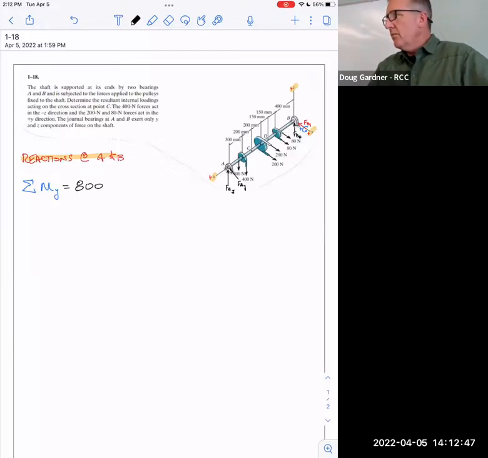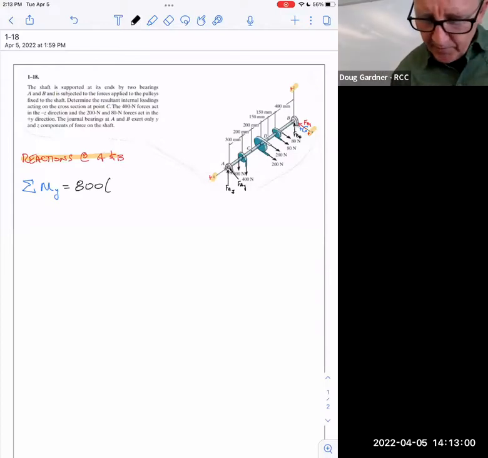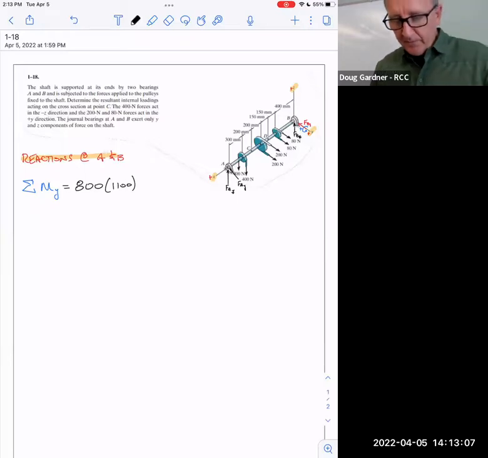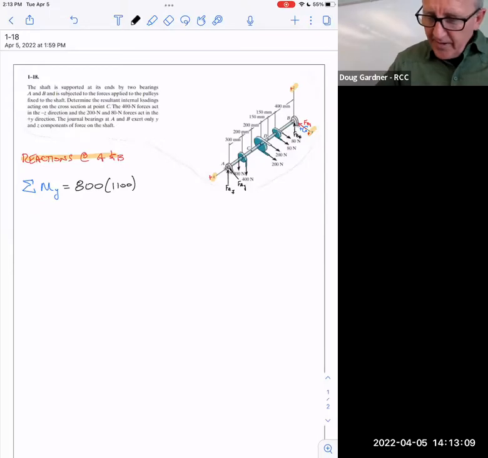You could ignore the millimeters and just put them at the end, it doesn't matter. You can do this with 1,100 or you can do it with 1.1. When I did it, I just left it in millimeters. I think I will, because it matches the picture a little bit better. But 1.1 is going to make your numbers not enormous, which mine are about to become. So I've got a force of 800, a perpendicular distance of 1,100 millimeters away.